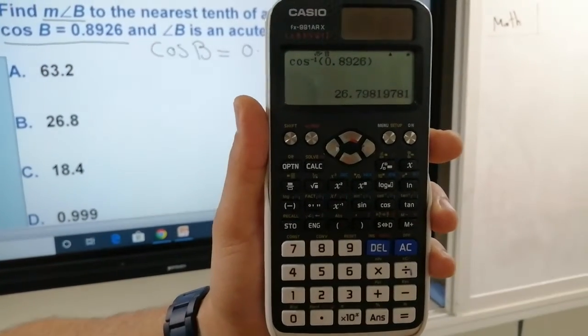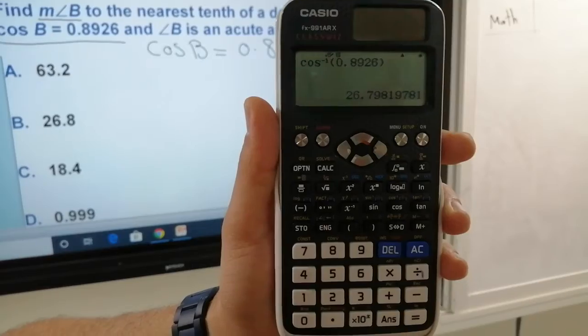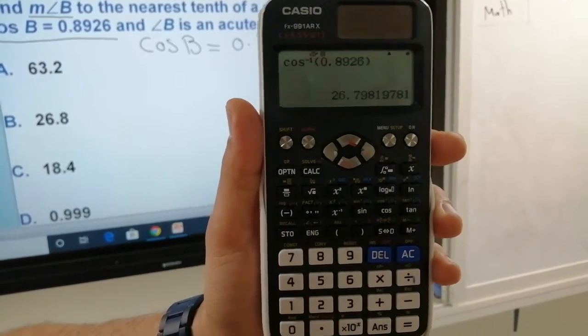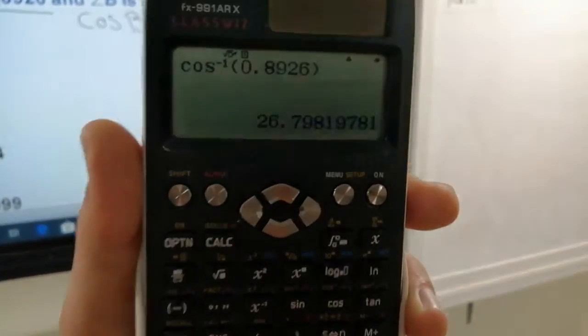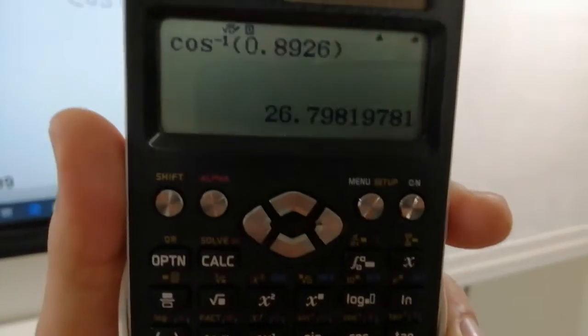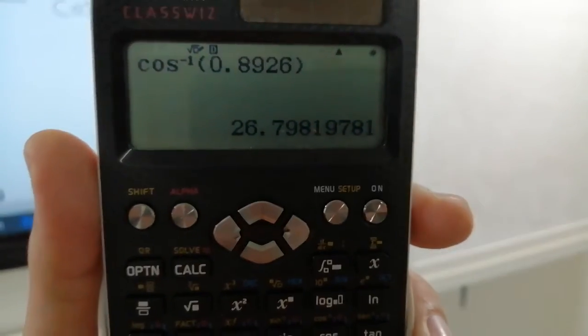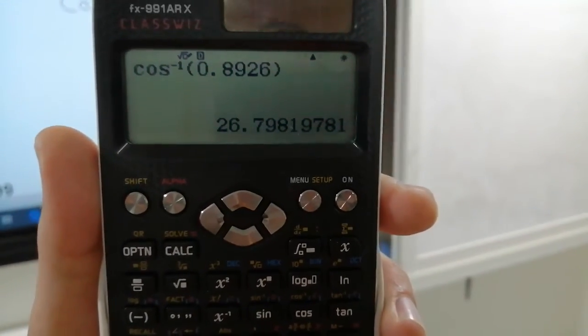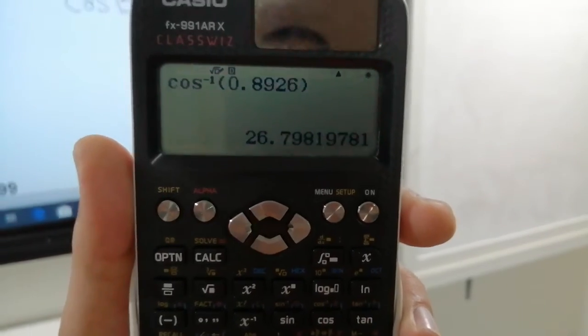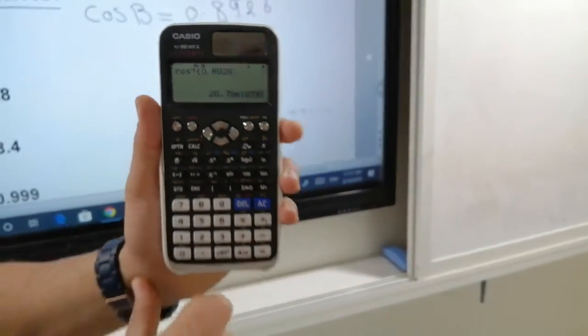It gives you the measure of the angle. This is the measure of the angle. Can you read it, please? Tamim. Yes, the measure of the angle is 26.798 and so on. So this is our result.